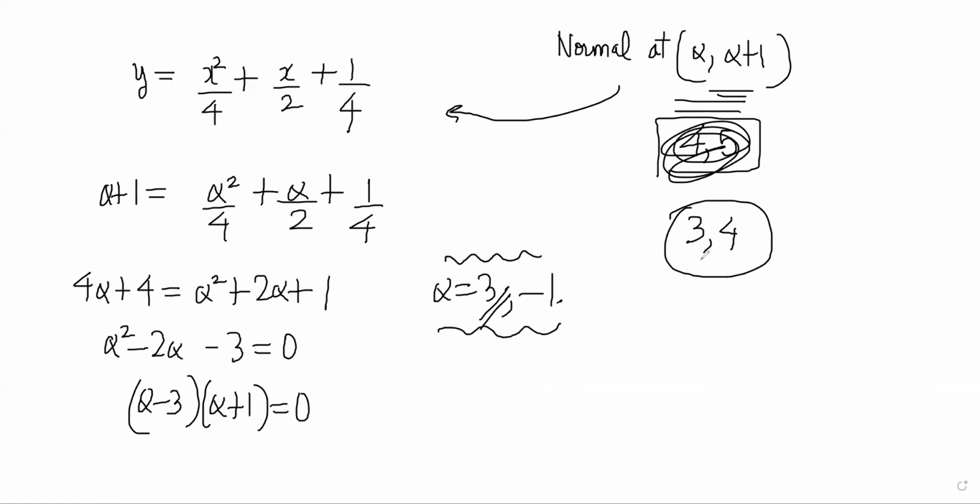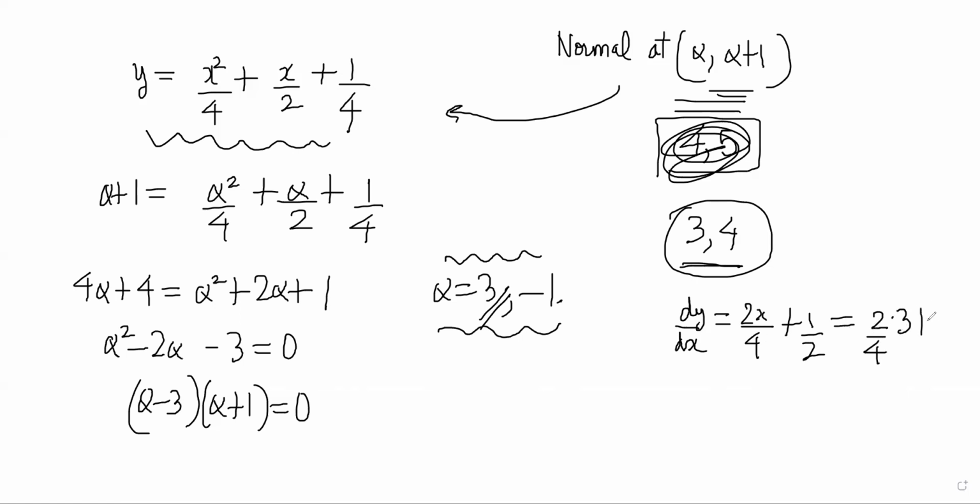Now at 3 comma 4, find the normal to this. So derivative dy by dx is 2x by 4 plus 1 by 2. Derivative value at 3 comma 4 is 2 by 4 into 3 plus 1 by 2, which is 3 by 2 plus 1 by 2. So slope is 2. This is the slope of tangent. So slope of normal is minus half. Equation of normal is y minus 4 is minus half times x minus 3.